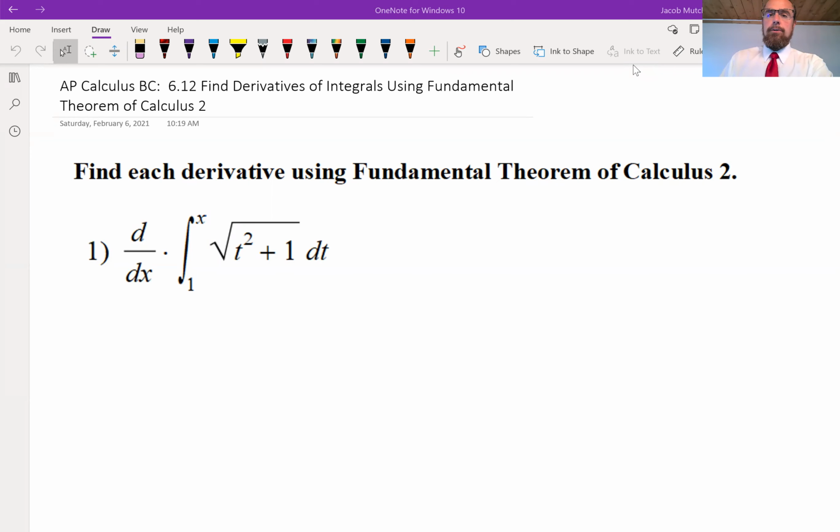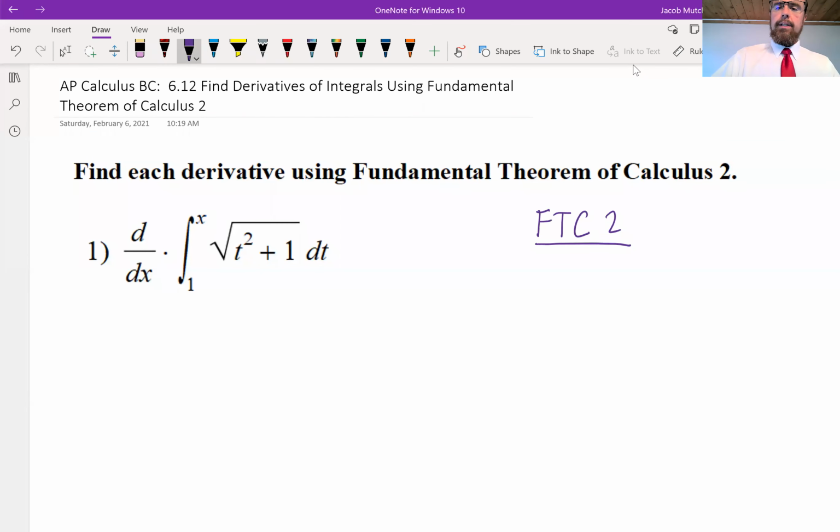Now I want to use the fundamental theorem of calculus 2 to take this derivative of the integral. So let's remember what the fundamental theorem of calculus 2 states. Essentially, that theorem says that if I've got a function f of x that's continuous on an open interval that contains the lower limit of integration, which in this case is 1, then I can assume that the area function is an antiderivative of the integrand f of x on that interval.